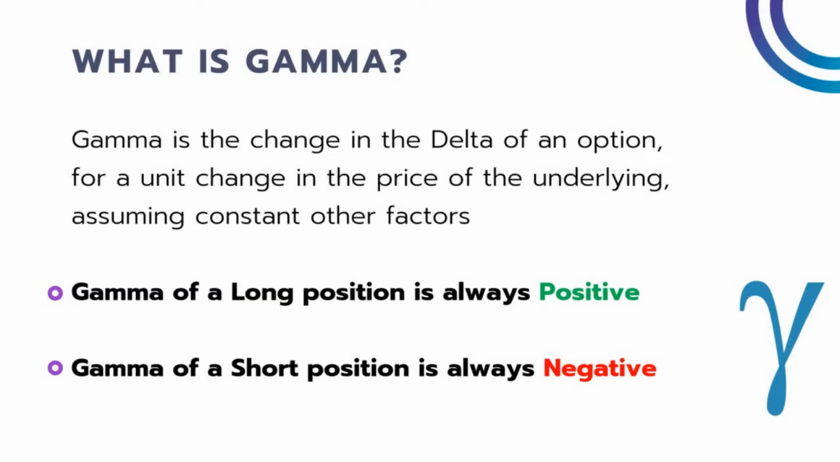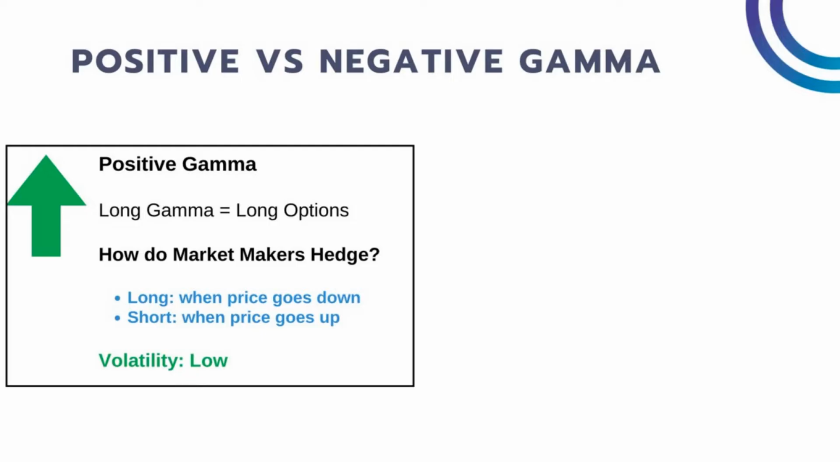If you see here, a long position has a positive gamma, a short position has a negative gamma. Why is this important? Because it changes the way that the market maker needs to hedge, whether we are in negative or positive gamma. So let's go into the next slide.